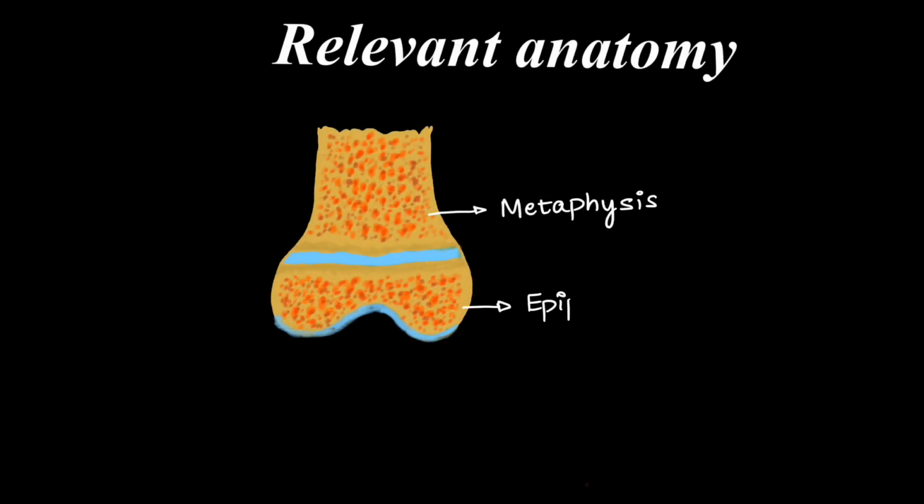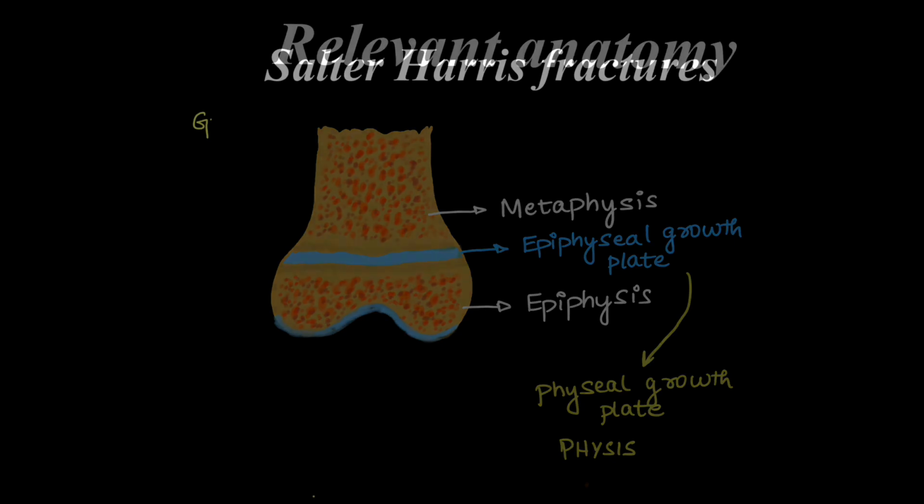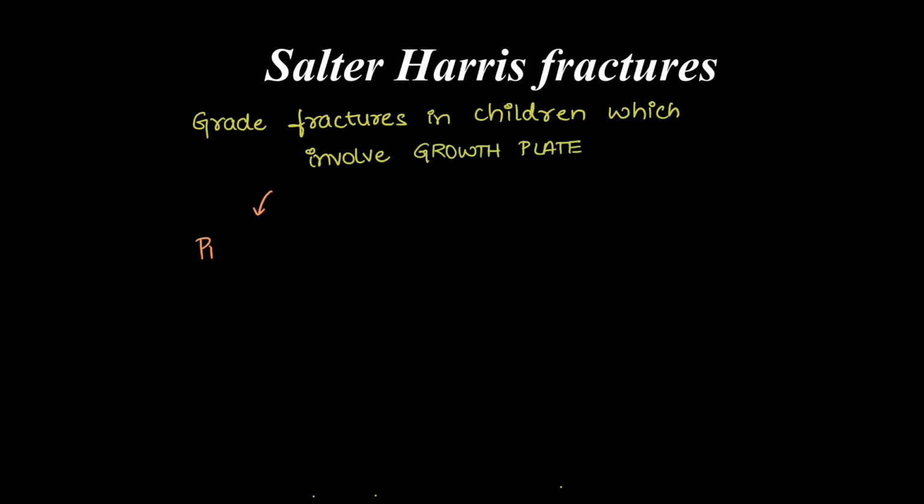This is the metaphysis of a long bone and the end is the epiphysis. Between the metaphysis and epiphysis, we have the epiphyseal growth plate, also known as the physeal growth plate or physis. So Salter-Harris classification will describe the grade of fracture occurring in children which involves this physeal or growth plate. This helps in prognosis and treatment.